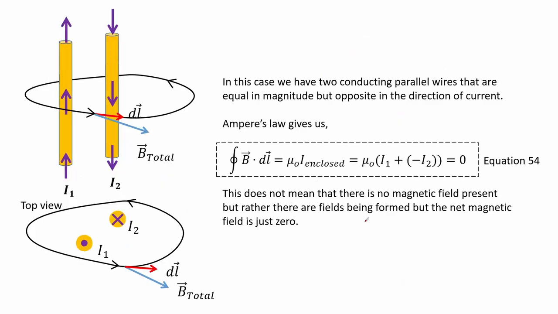In this case we have two conducting parallel wires that are equal in magnitude but opposite in the direction of current. Ampere's law gives us equation 54. This does not mean that there is no magnetic field present, but rather there are fields being formed, but the net magnetic field is just zero.